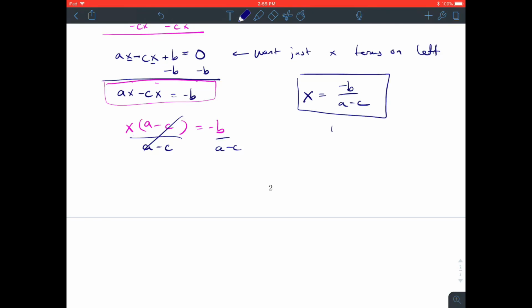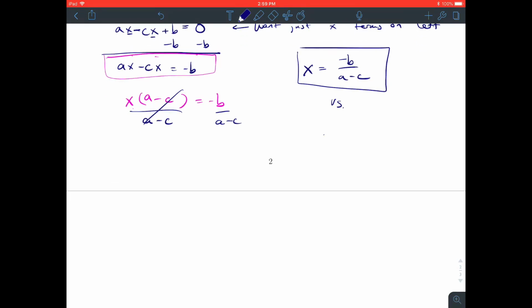Now if you did things in a different order, you might have an alternative correct solution. Another correct solution for this problem would be x equals b over c minus a, or x equals b over negative a plus c. All of these solutions are correct, and they're all equivalent, but depending on the order that you use to simplify things, you may have gotten one of them. This is the one that I got.